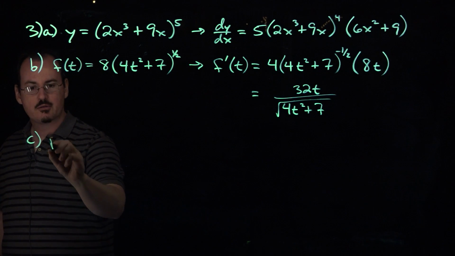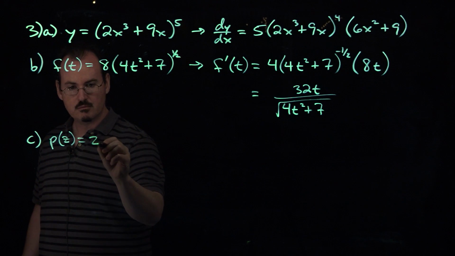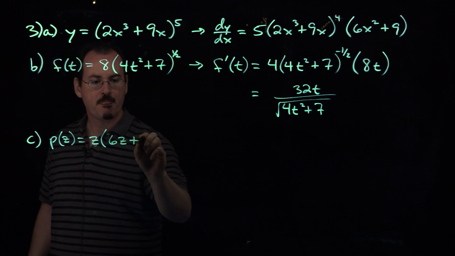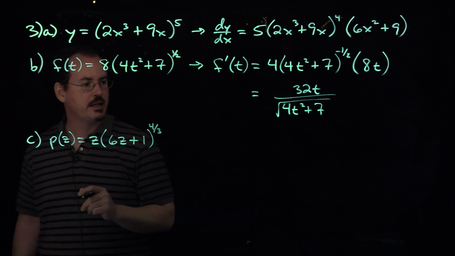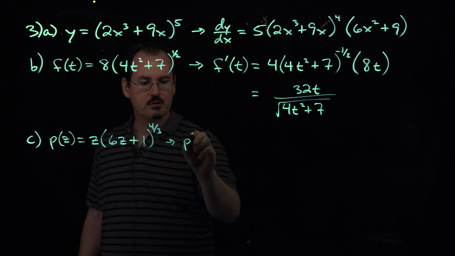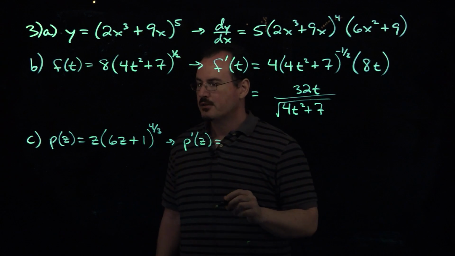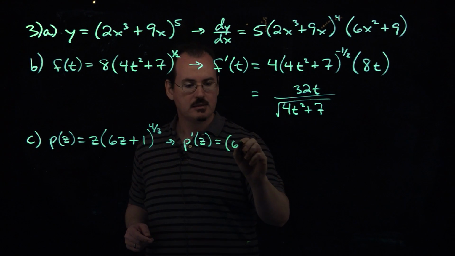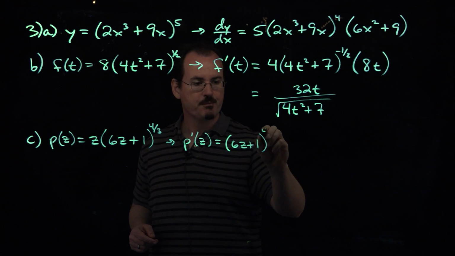Looks like we've got a product rule there, so p of z is equal to z times 6z plus 1, and 4/3 power. So this one's going to require a product rule. See if I can squeeze that in here. So p prime of z is what we want here. So product rule, take the derivative of the first, that's just 1, multiply by the second, that's going to give us 6z plus 1 to the 4/3 power.